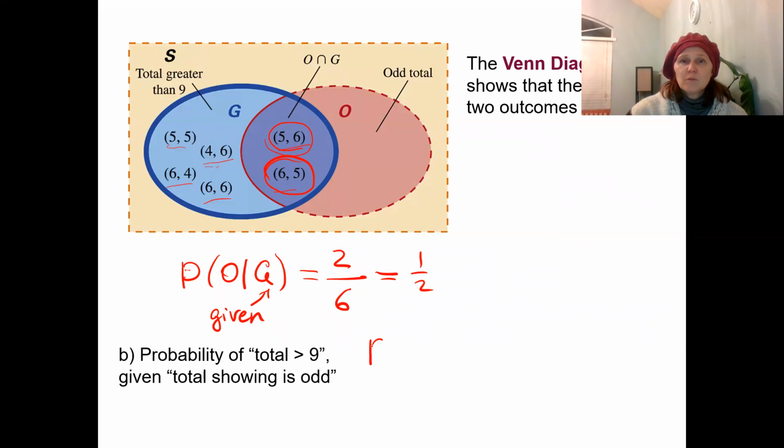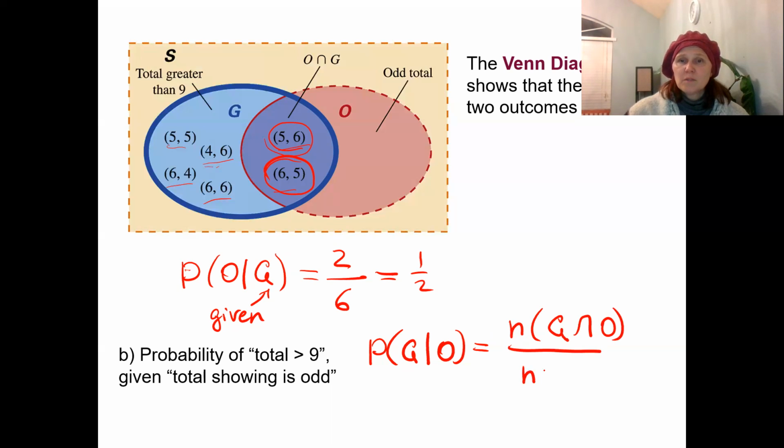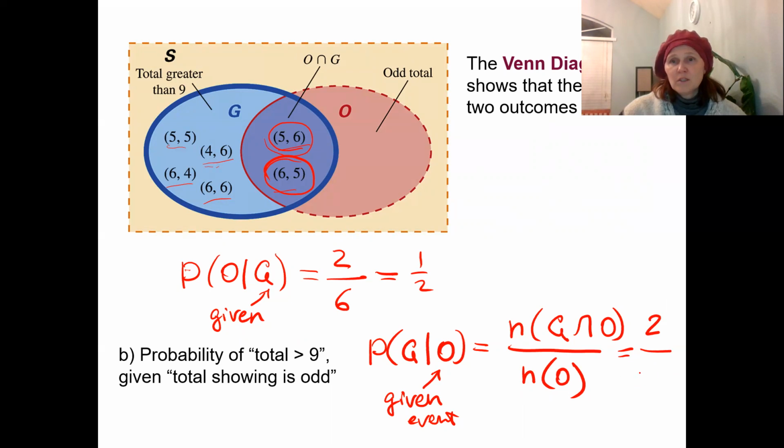So now we want to find the probability of G, given that the total is odd. We must divide the number of outcomes in the intersection, greater and odd, by the number of outcomes in the new sample space, of the given event. The given event is now odd. Intersection is the same, 2 outcomes. The number of outcomes in the event O is 18. There are 18 ordered pairs with the odd total.